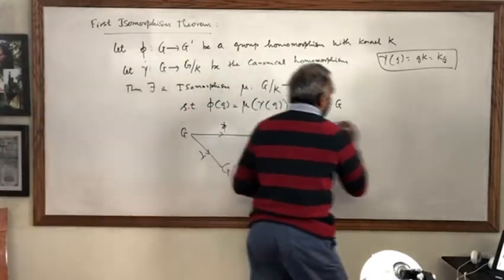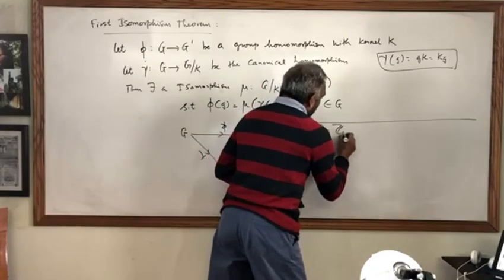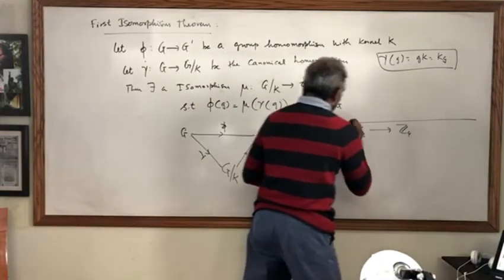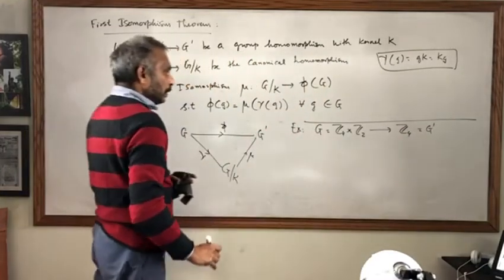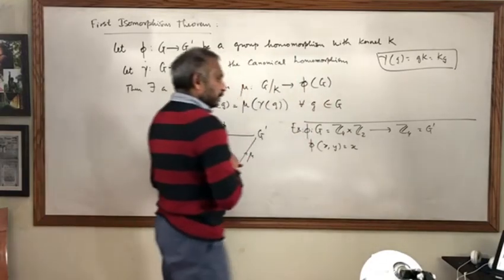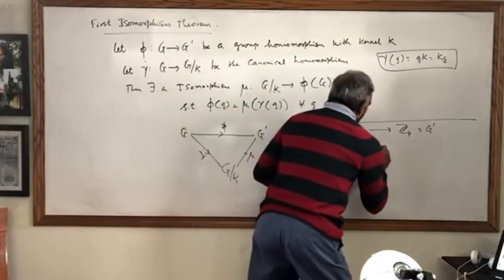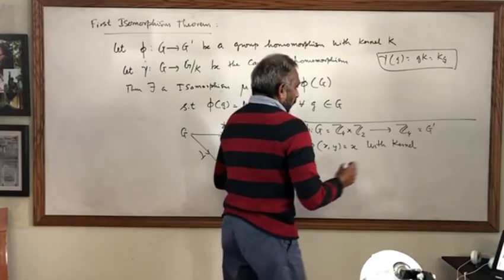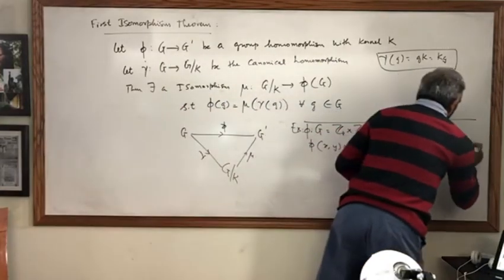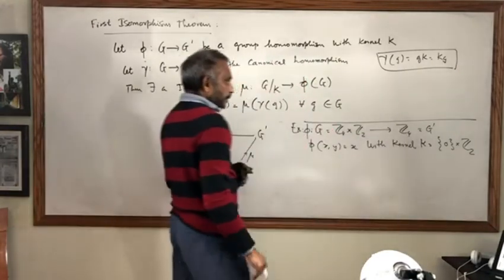So let us do an example here. Let us say G is equal to Z4 cross Z2, and that goes to C4, so this is our G prime, by phi of (x,y) is equal to x. So this is definitely a homomorphism with the kernel K equal to 0 times C2, because all the elements of this go to the 0th element of Z4.